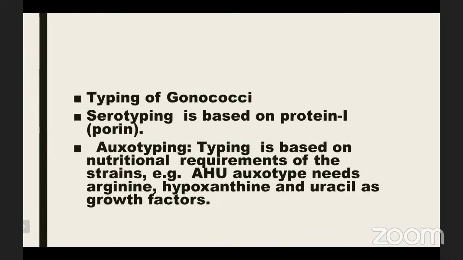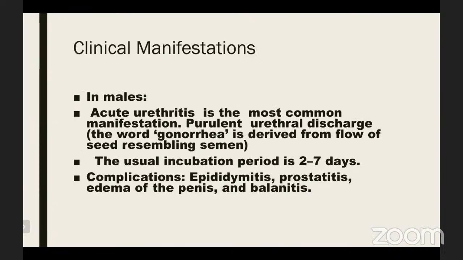Typing of gonococci. Serotyping is based on protein 1. Next one is the auxotyping. Typing is based on nutritional requirement of the strain. Auxotype needs arginine, hypoxanthine, and uracil as growth factors. Next one is the clinical manifestation of Neisseria gonorrhoeae.